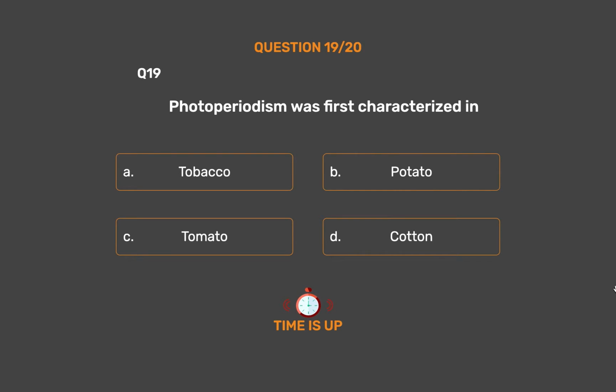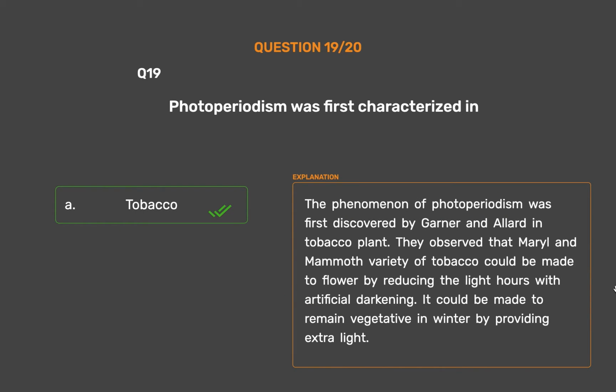The correct answer is Option A. Tobacco. The phenomenon of photoperiodism was first discovered by Garner and Allard in the tobacco plant. They observed that the Maryland Mammoth variety of tobacco could be made to flower by reducing the light hours with artificial darkening. It could be made to remain vegetative in winter by providing extra light.